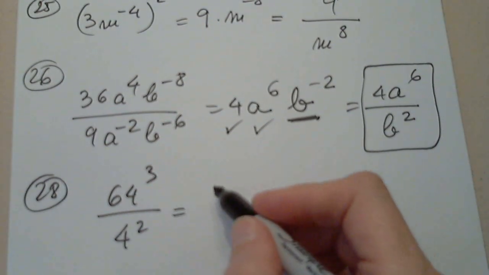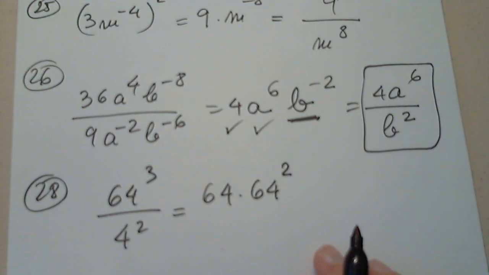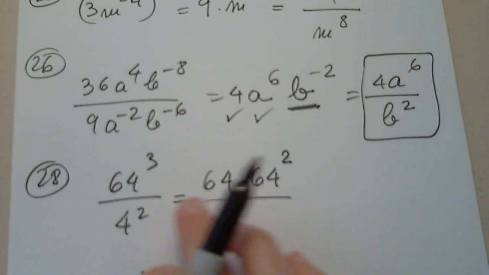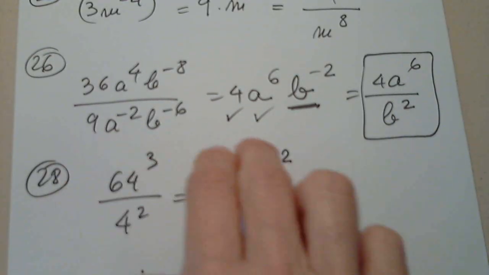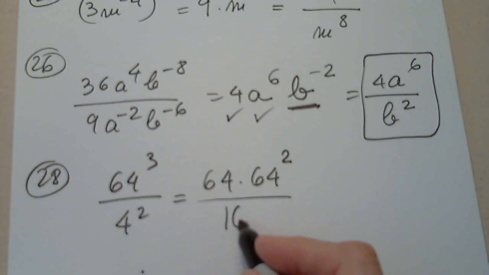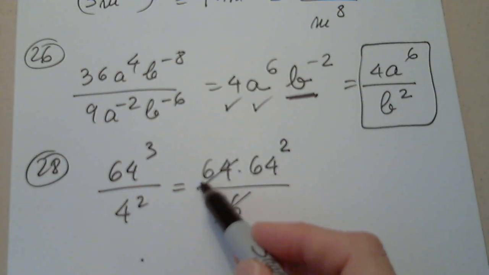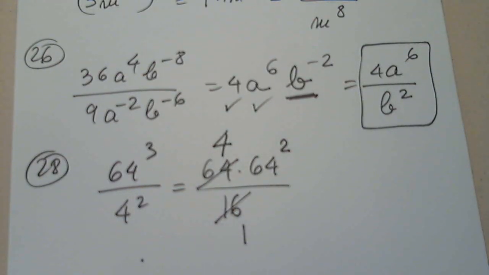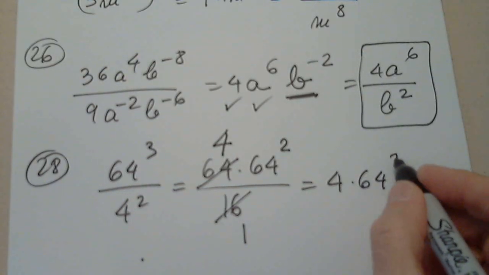One option, 64 times 64 to the second power. This is 64 to the third. Remember, we talked about from here I can get this, and from here I can get that. 4 squared is 16. Now I will simplify because I simplify factors. And then the final answer is 4 times 64 squared.